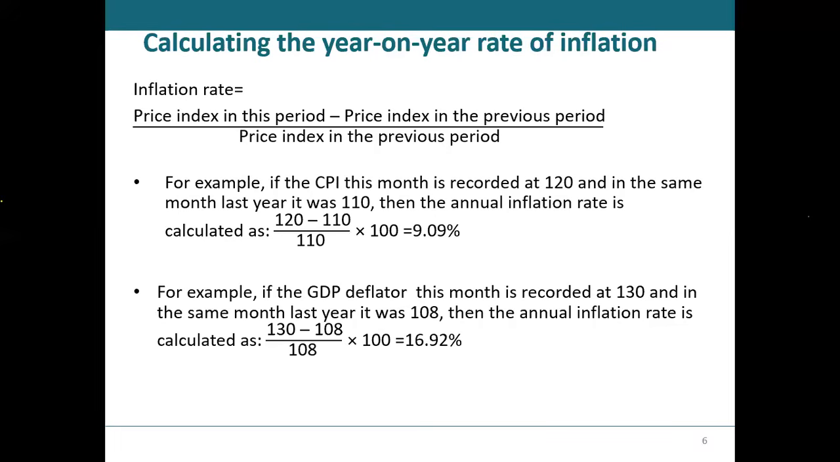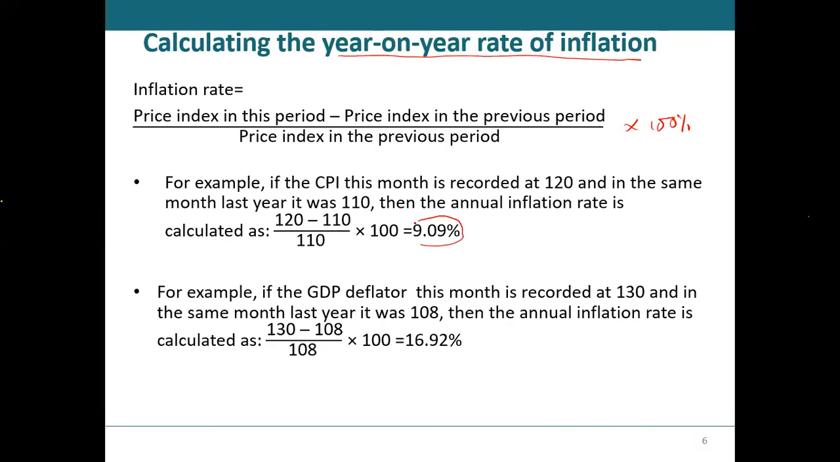What it will then mean is that I'll be doing the year-on-year inflation rate. And how do we compute that? It is the price index in this period minus the price index in the previous period, over the price index in the previous period, times 100%. So if the price index for, let's say, 2020 was 120 and the price index for 2019 was 110, this will be the computation: 120 minus 110 over 110 times 100%.